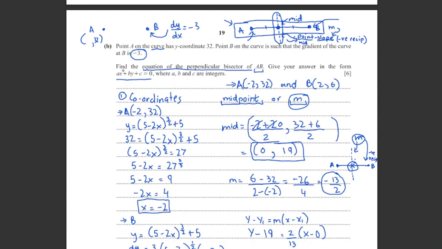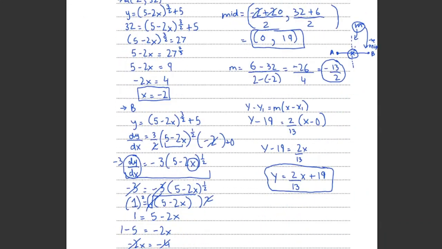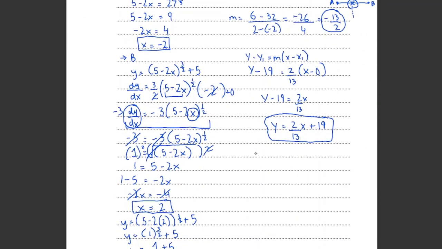Now there's one more tiny thing to do, and that is that we need to give the equation in this form. So that means that the x, y, and the constant term must all be on one side of the equation, and the other side of the equation must be equal to 0. So what we're going to do is rearrange this equation. So this is just going to be y, and we send the 19 over to the other side. y minus 19 equals 2 over 13 x. And so we're going to multiply this 13 over to the other side. So we're going to get 13y minus 247. I believe that's what you get. Yes, you get 247. And so I'm going to have 2x over here.